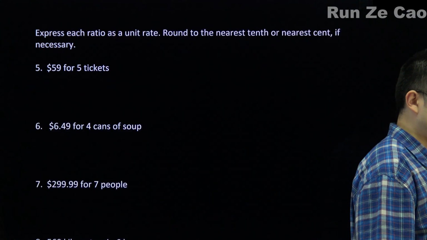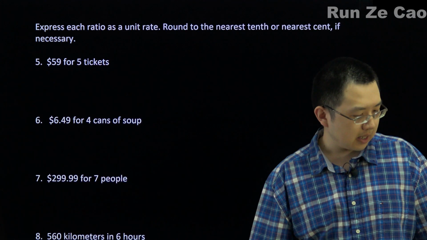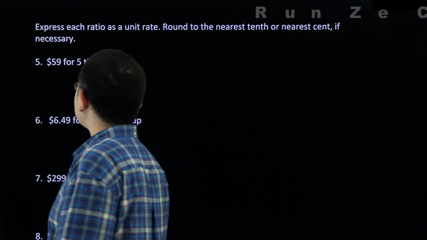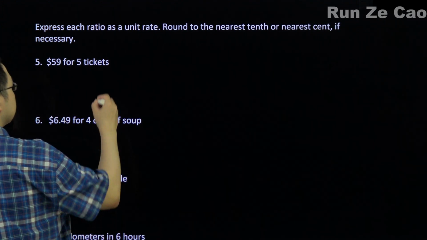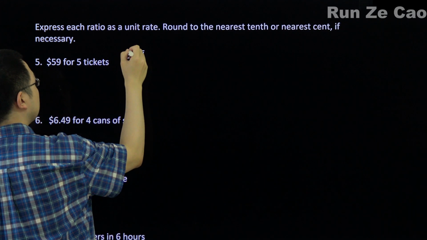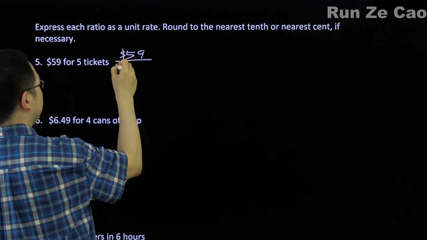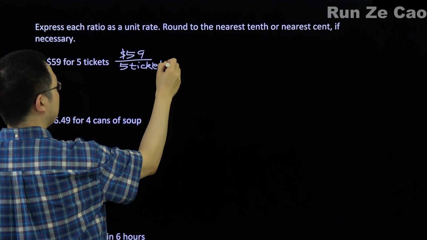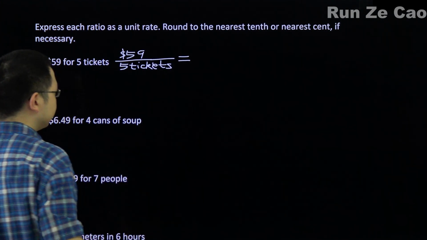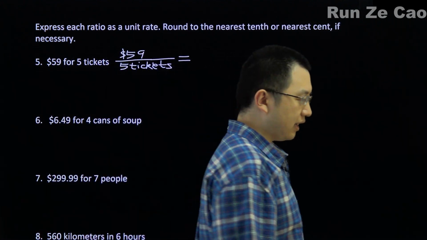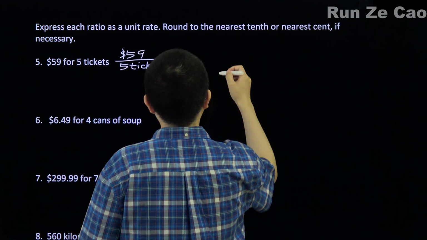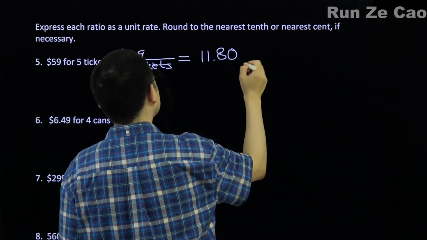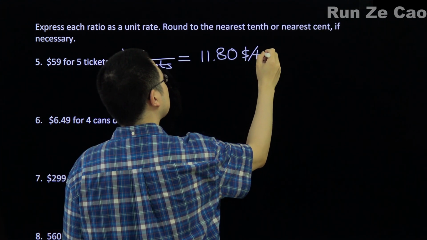Express each ratio as a unit rate. Round to the nearest tenth or nearest cent if necessary. $59 for 5 tickets. Well, $59 over 5 tickets is equal to 59 divided by 5, which gives you $11.80 per ticket.